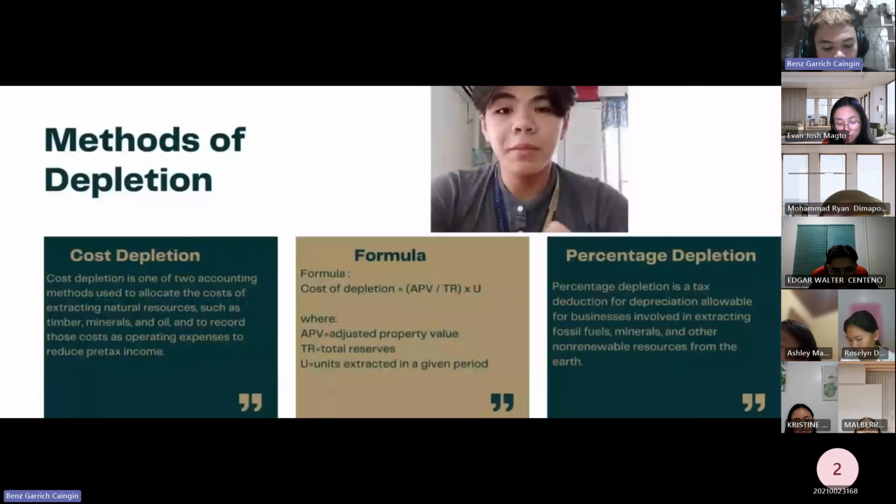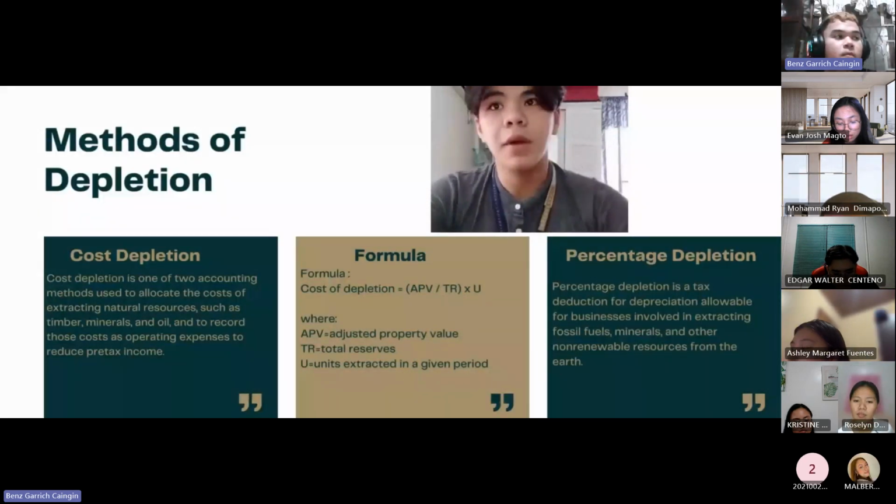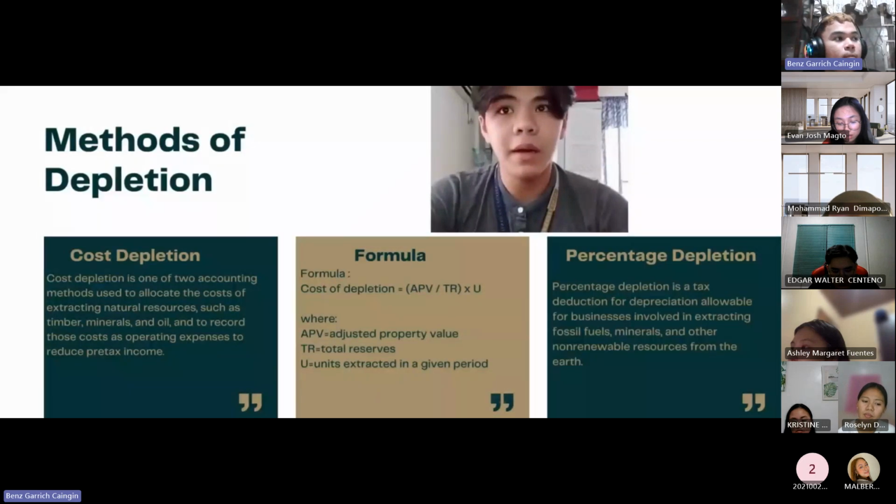Methods of depletion. There are two methods: cost depletion and percentage depletion. Cost depletion is one of two accounting methods used to allocate costs of extracting natural resources such as timber, minerals, and oil, and to record those costs as operating expenses to reduce pre-tax income. The formula for cost of depletion is APV over TR times U, where APV is adjusted property value, TR is total reserves, and U is units extracted in a given period.